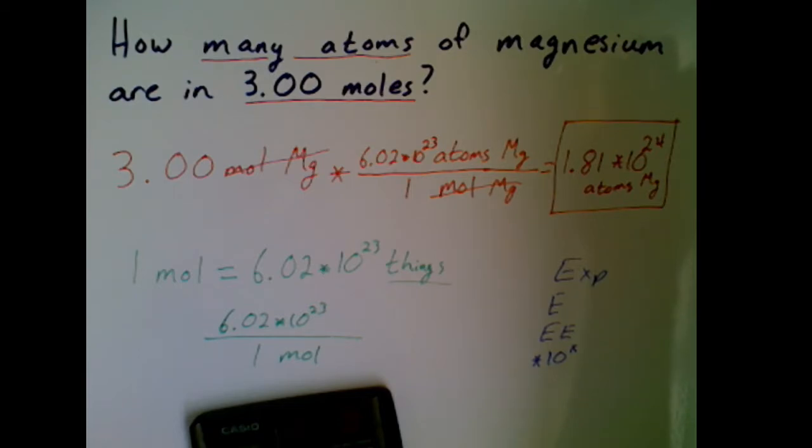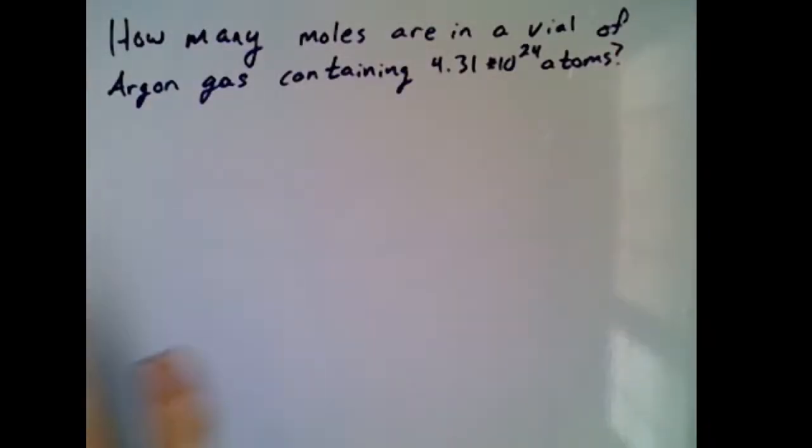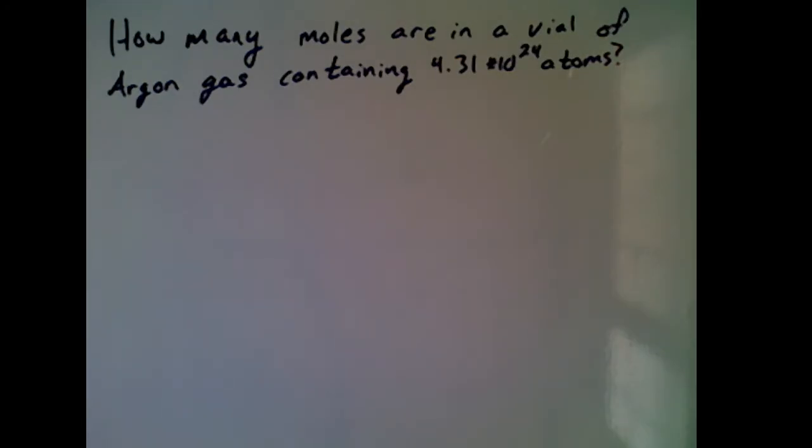So let's try a few more examples here. In that last example, what you got to see was how we were given the number of moles and converted into a number of atoms. Let's try something a little bit different where we're going to go the opposite way. It says, how many moles are in a vial of argon gas containing 4.31 times 10 to the 24 atoms.